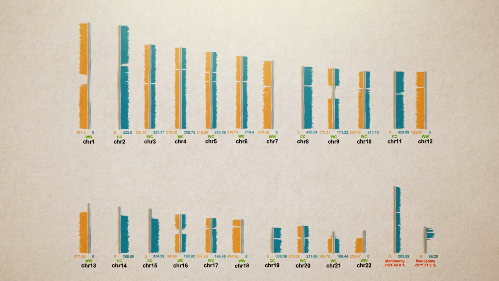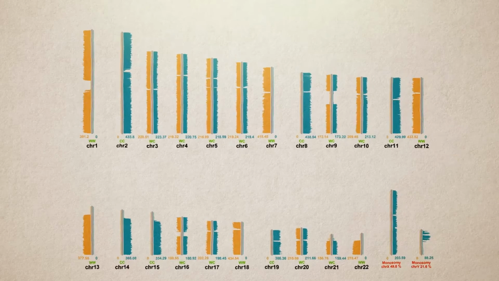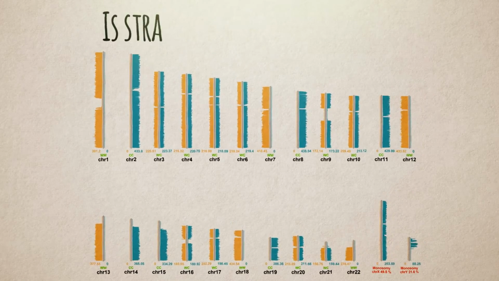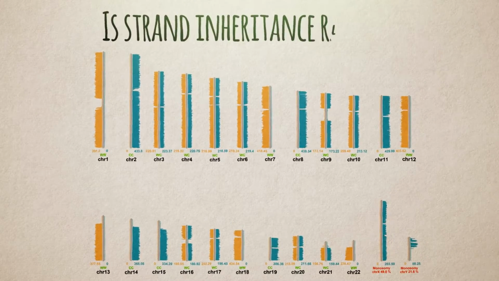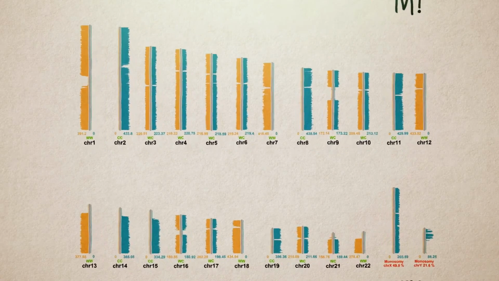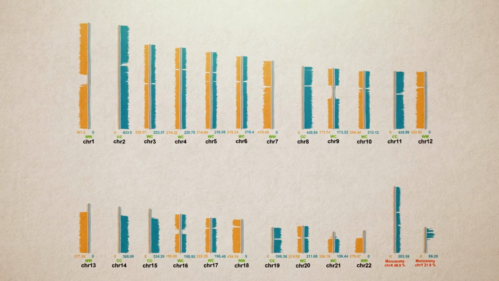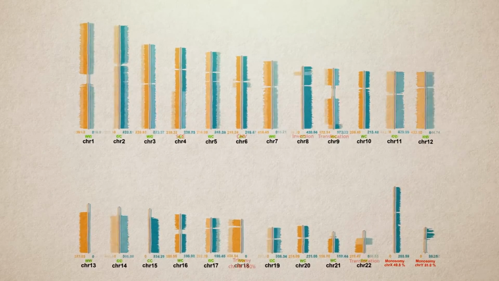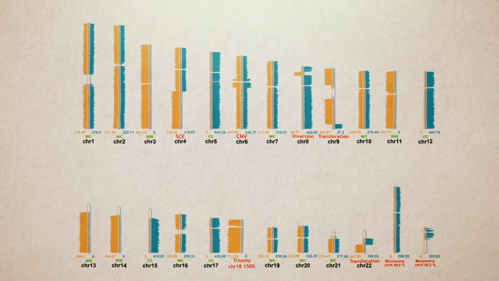Using Strand-seq, we can now determine which template strands were inherited for each chromosome. And by comparing strand inheritance across many cells, we are able to determine if it is random or not. Interestingly, not all chromosomes inherit intact template strands. Instead, they inherit part of the Watson template strand and part of the Crick template strand.